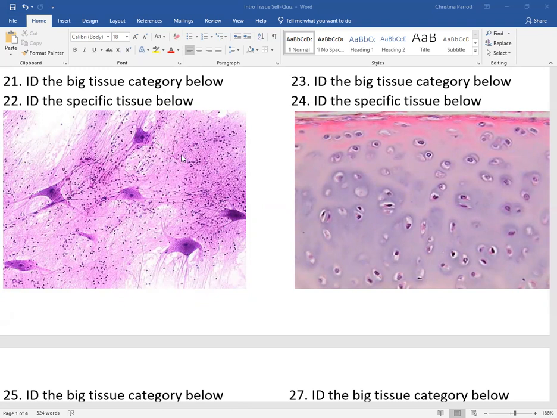Number 23 and 24 are going to be the picture on your right. Remember the big circles with the cells inside with the baby blue color background clues you in that this is going to be hyaline cartilage. So 23, the big tissue category would be connective. 24, the specific tissue is hyaline cartilage.